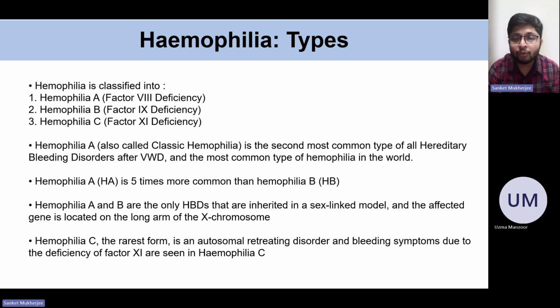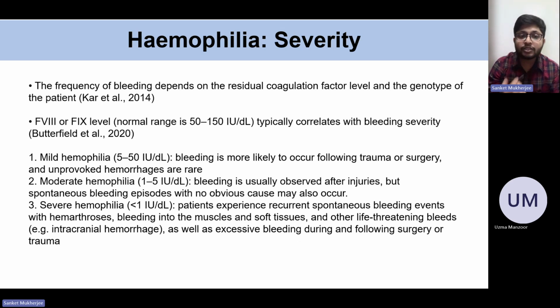Hemophilia A and B are the only HBDs that are inherited in a sex-linked manner, and the affected gene is located on the long arm of the X chromosome. Hemophilia C is the rarest form. It's an autosomal recessive disorder, and bleeding symptoms due to the deficiency of factor 11 are seen in hemophilia C. The frequency of bleeding depends on the residual coagulation factor level and the genotype of the patient. Factor 8 and factor 9 levels, which are normally around 50 to 150 units per deciliter, typically correlate with bleeding severity.